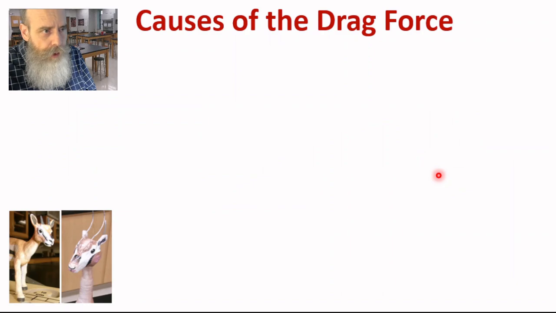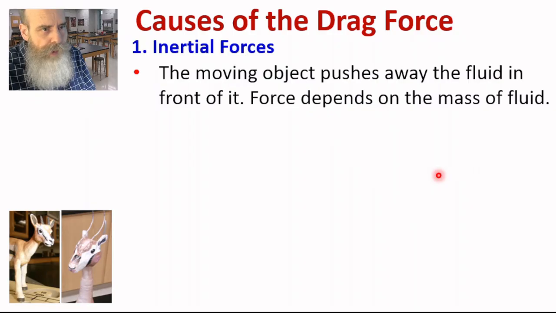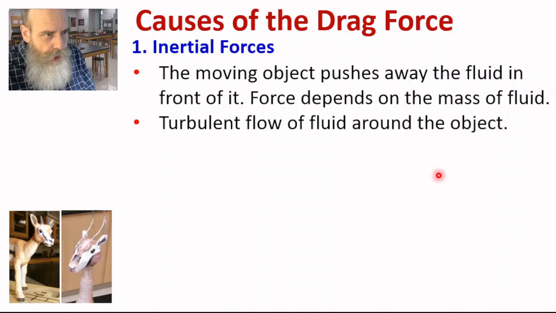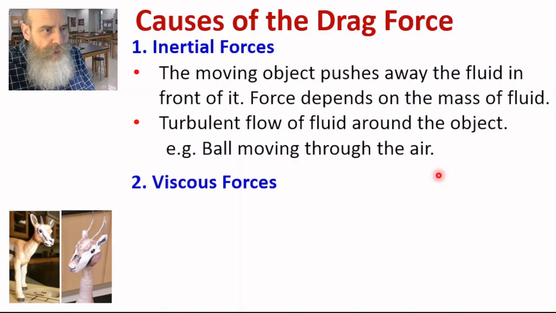Causes of the drag force. There are two types of drag forces. One is called the inertial drag, and that's due to inertial forces. The moving object pushes away the fluid in front of it. This force depends on the mass of the fluid which is pushed away. And in this case, there is turbulent flow of fluid around the object. An example of this would be a ball moving through the air. And then there is viscous drag. It is due to viscous forces.